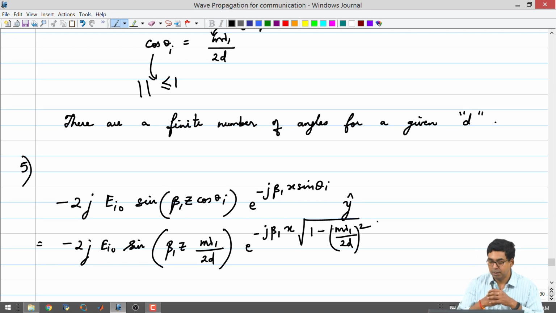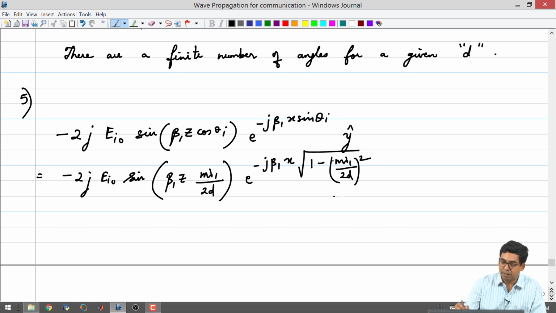Now, there are a lot of things happening over here. First of all, we know that this is an expression which tells you that there is a propagating wave in x, standing wave in the z direction. On top of that, the pattern depends upon the distance between the two plates d and the number m that you can choose. So, there are too many parameters happening over here, but let us just have a look at the x direction first. I have e to the minus j beta 1 x square root of 1 minus m lambda 1 by 2d whole squared. Let us look at this first.